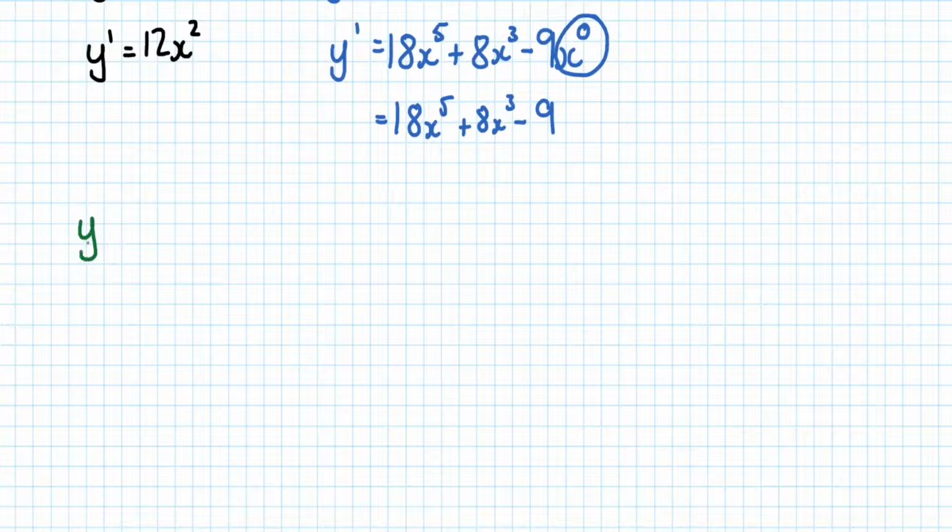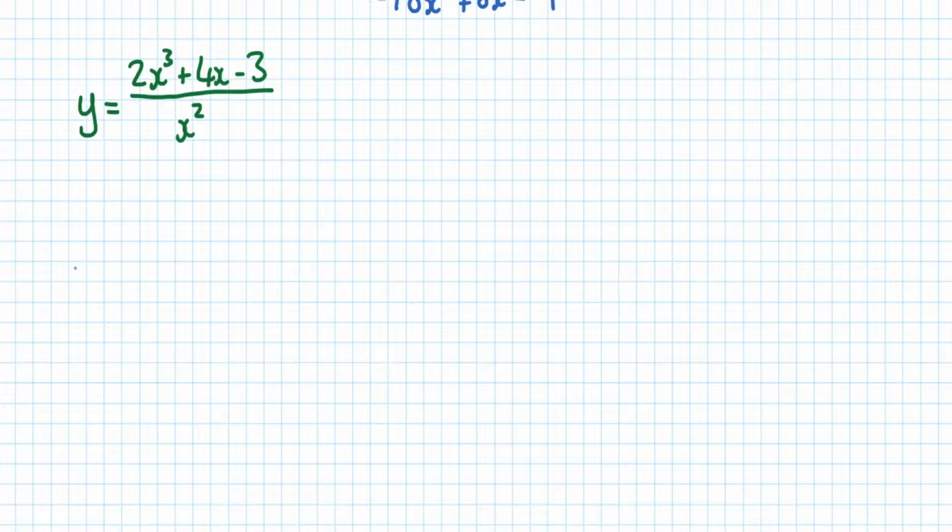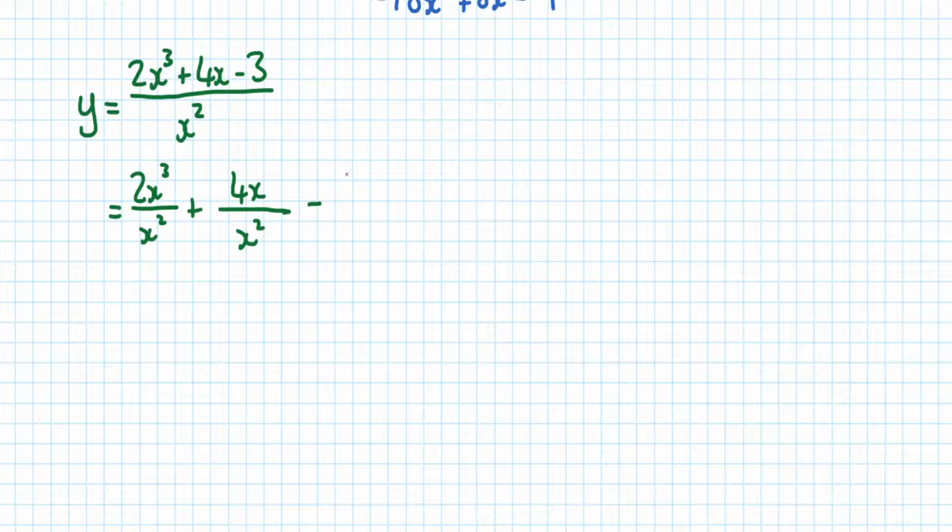What if we had a question that looked like y equals 2x cubed plus 4x take away 3 all divided by x squared? Well, simply put, to solve this type of problem, let's break it up into its individual terms. So the first term would be 2x cubed all over x squared plus 4x all over x squared minus 3 all over x squared. And we'll simplify each of these terms.